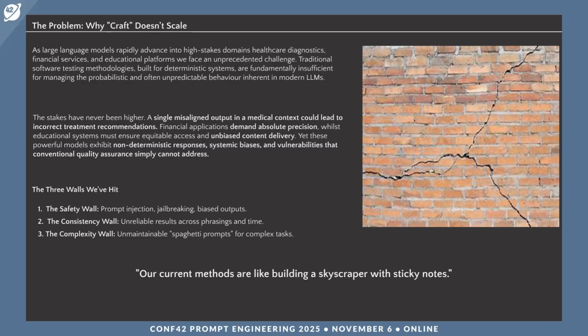Whereas in an LLM, it's completely unpredictable behavior. There's no logic or systematic structure in place. And if you look at the way LLMs are being productionized in critical domains like healthcare, finance, as well as education, as these domains start adopting LLMs, the output of these LLMs plays a key role. We want unbiased content delivery. Though these LLMs are very powerful, they do exhibit non-deterministic responses, biases, vulnerabilities, and whatnot, which we are already aware of.